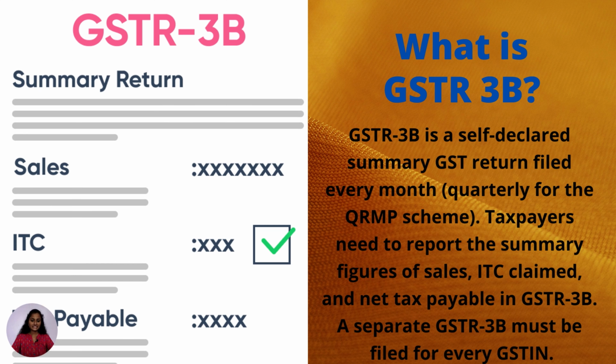First, what is GSTR-3B? GSTR-3B is a self-declared summary GST return filed every month, or quarterly for the QRMP scheme. Taxpayer needs to report the summary figure of sales, ITC claimed and the net tax payable in GSTR-3B. A separate GSTR-3B must be filed for every GSTIN. GSTR-3B is a summary of sales, ITC claimed and tax payable. It is filed every month.